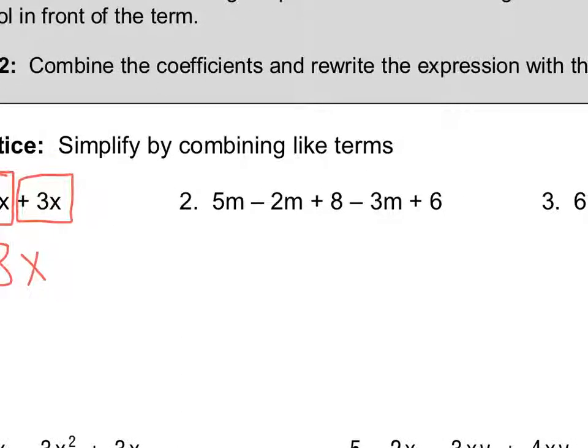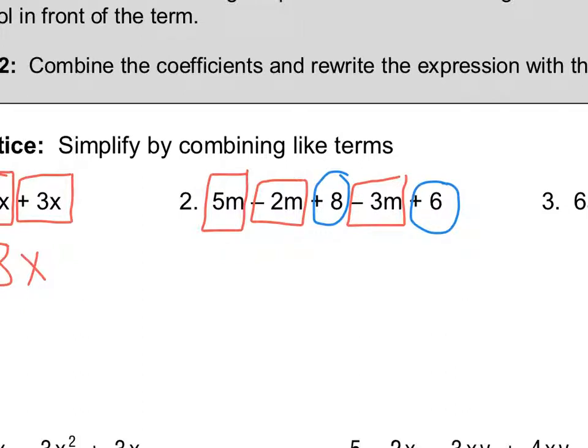Now as we move over to number 2, we've got a couple of different kinds of terms. So we're going to start by circling our like terms. So we have a positive 5m, we have a negative 2m, we have a negative 3m. Those are all like terms, so I've put them all in red boxes. We also have a positive 8 and a positive 6. Now they don't have m's, so they're a different term, but the 8 and the 6 are like terms.